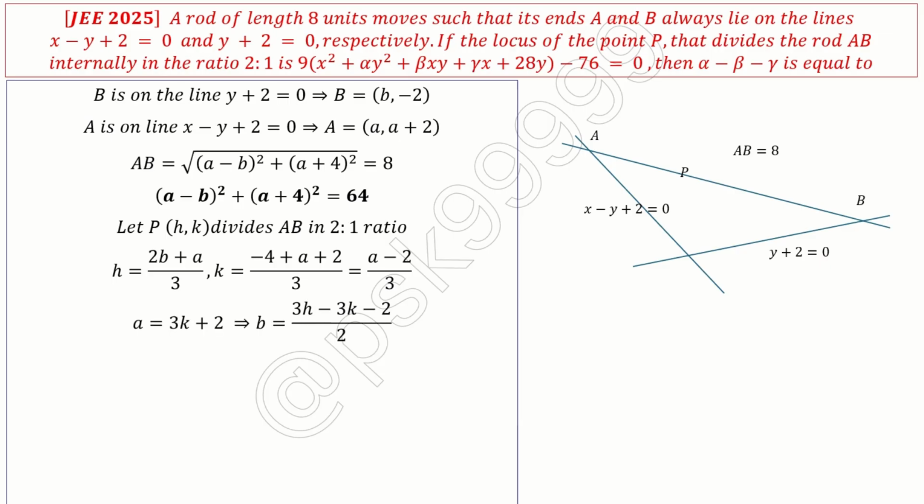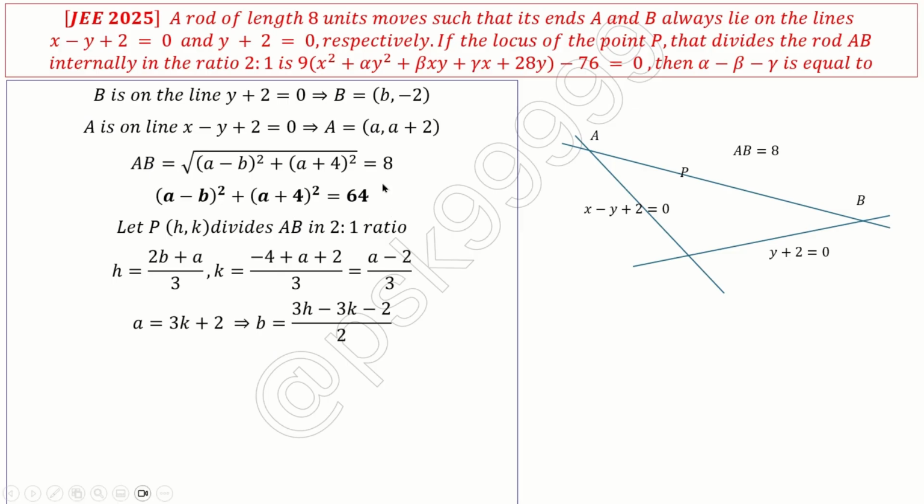Now, the value of a in terms of h and k is nothing but 3k plus 2. If I take the 3 to the other side and plus 2, a is equal to 3k plus 2 from this equation. And b is nothing but (3h minus 3k minus 2) divided by 2. What I have done is b is equal to (3h minus a) by 2, and for a I substituted this 3k plus 2 value. I want to get rid of a and b because I should have only two variables, which are h and k. All remaining variables I should remove. Correct. So I wrote my a and b in terms of h and k.